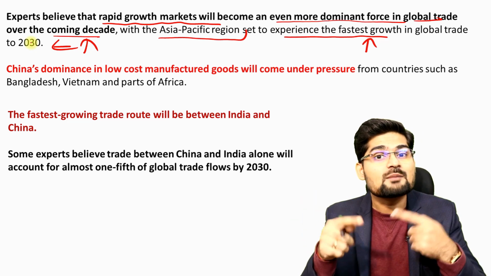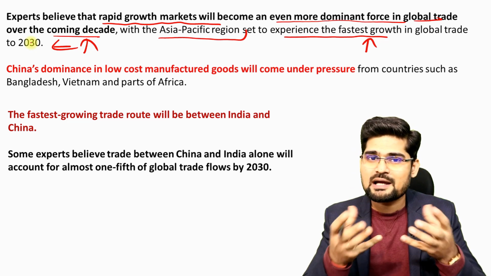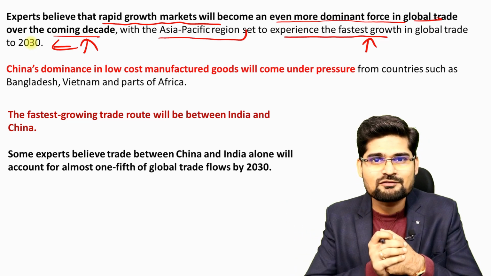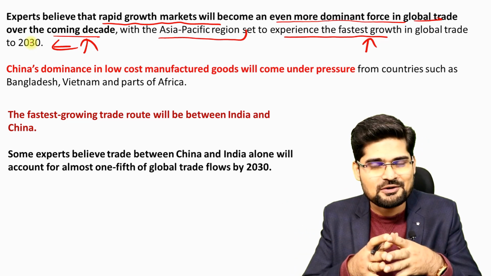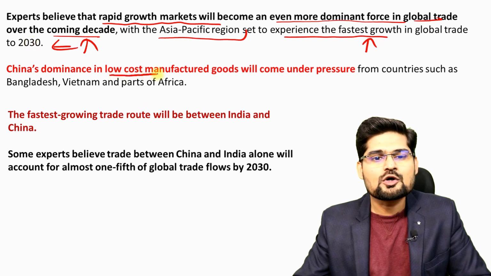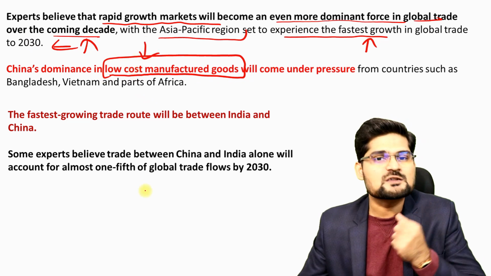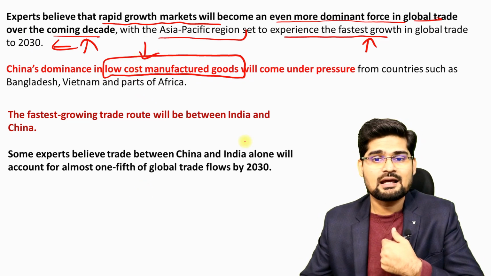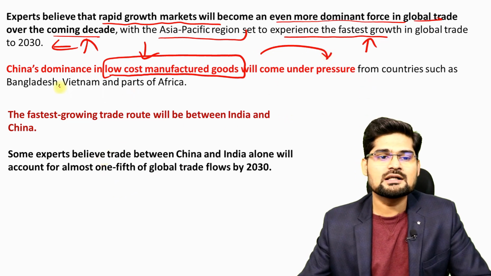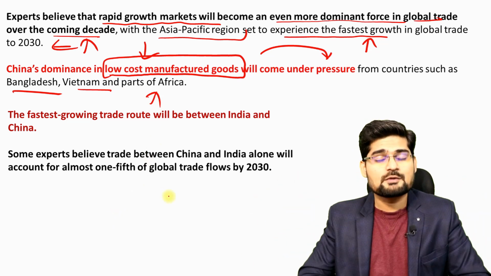That's where it becomes more important for the Indian Ocean, right? And when the Indian Ocean becomes a pivotal geographical location of trade where maximum concentration is going to be in future, it's definitely very important for us as Indians, right? So China's dominance is in low cost manufactured goods. If you observe, what is China doing? Low cost production. That's where it's leading the chart. And it is going to gradually come down, right, with pressure coming from other countries like Bangladesh, Vietnam and several other parts of Africa where newer establishments are coming up.